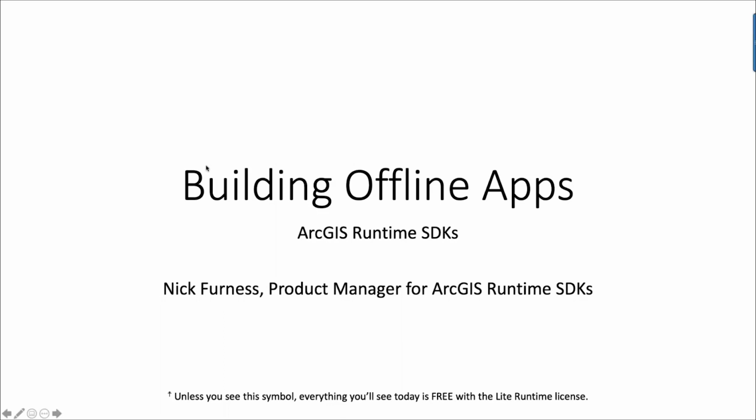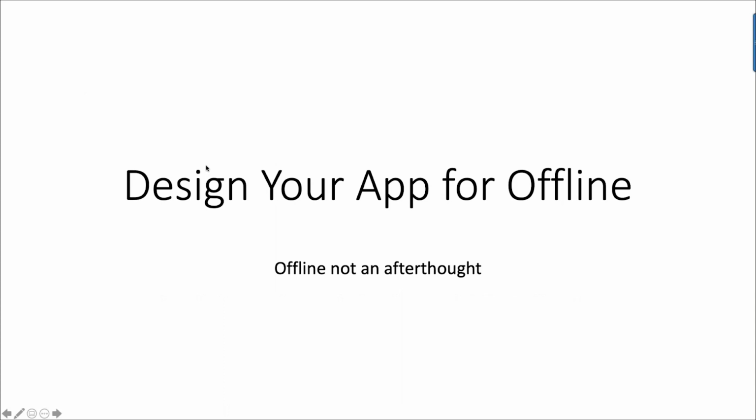So let's jump right in and start to talk about what it takes to build an offline application using the Runtime. In the ArcGIS world, Runtime is the way to build offline applications. The JavaScript API is great for connected apps. Runtime is also good for connected apps, but it's the only developer component of the platform where we actually support well-defined offline workflows.